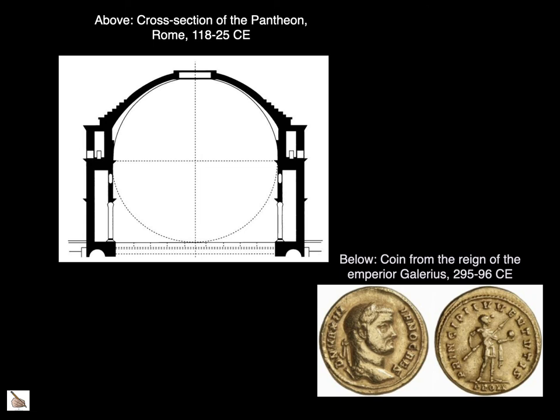Used repeatedly as the core measurements of the Pantheon's design, the circle and sphere were considered to be perfect and eternal geometric shapes that had no beginning and no end. The design must have pleased Hadrian, who no doubt regarded the Pantheon as a model, a microcosm of the actual empire over which he ruled.